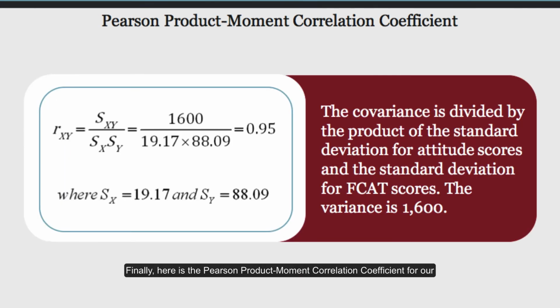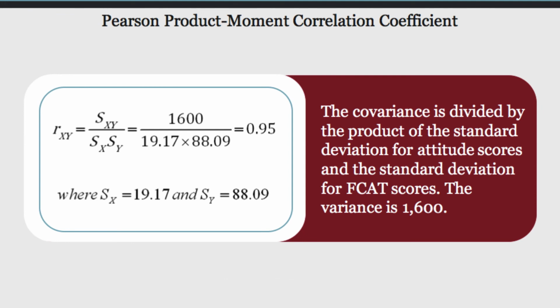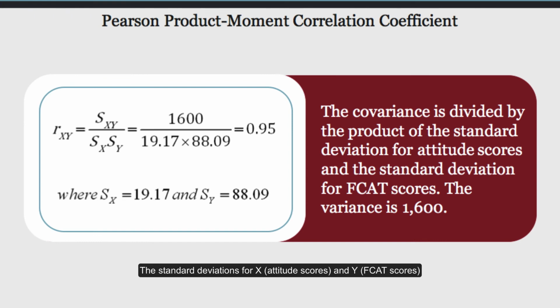Finally, here's the Pearson product moment correlation coefficient for our small demonstration sample. The covariance is divided by the product of the standard deviation for attitude scores and the standard deviation for FCAT scores. The covariance is 1,600. The standard deviations for X, attitude scores, and Y, FCAT scores, are 19.17 and 88.09, respectively. The correlation coefficient is 0.95, which is extremely high. The next 2 slides review the calculation of these standard deviations.